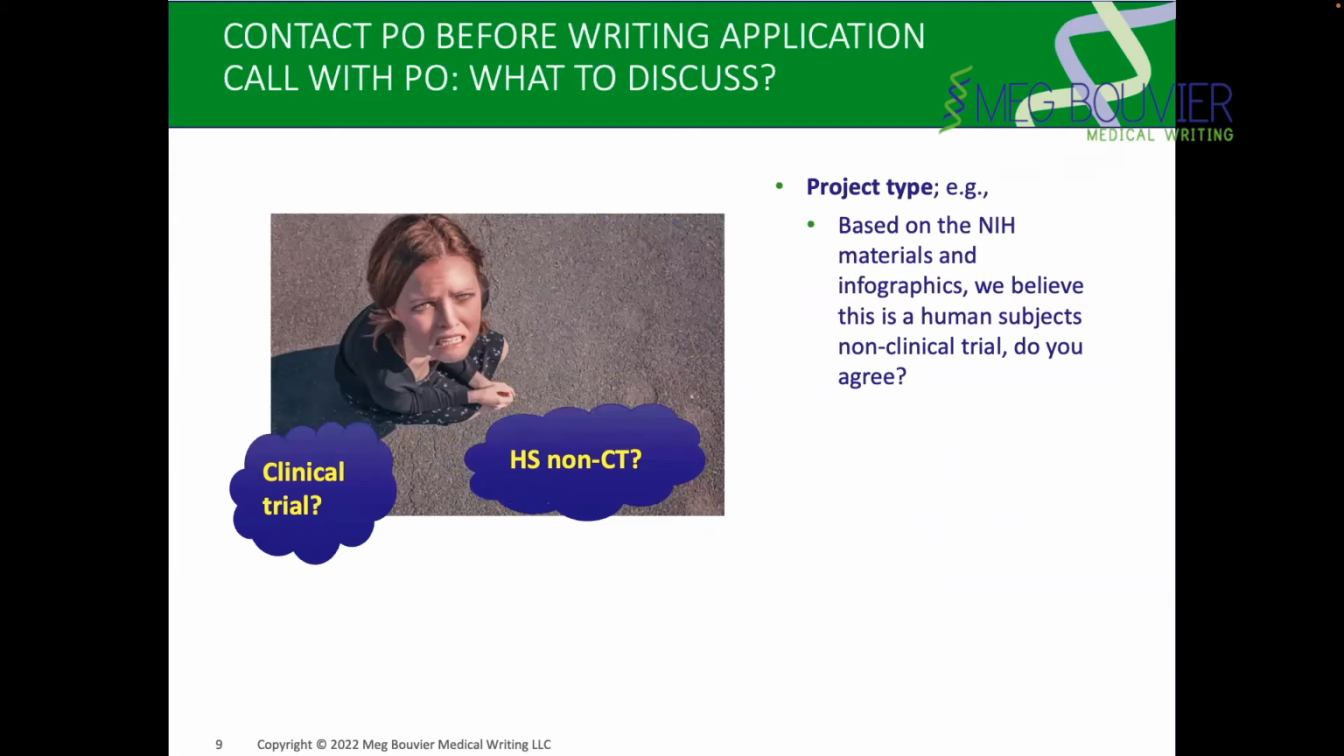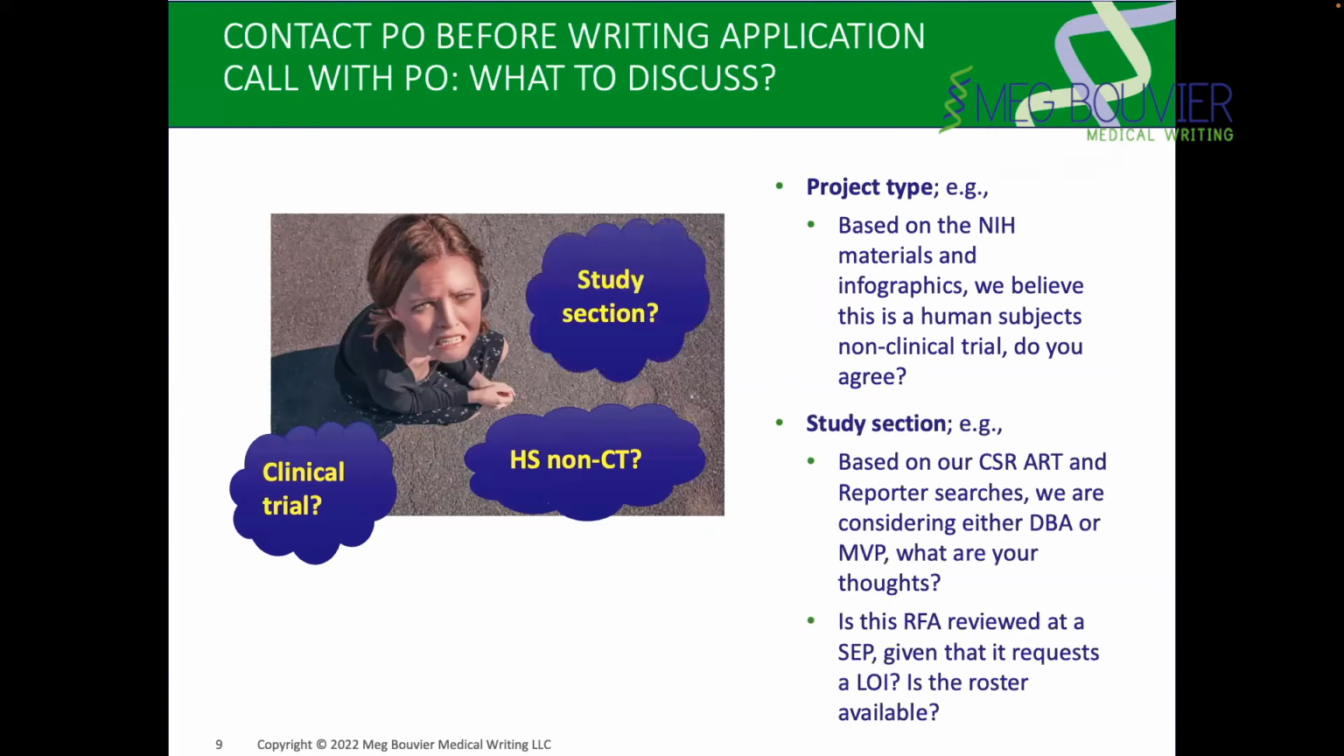Sometimes people have questions about their project type, so it may not be entirely clear to them whether NIH considers it a human subjects project, particularly if they're dealing with PHI or biospecimens. There's a great flow chart on the NIH website that I send people to all the time, but often there are still gray areas, and you may want to discuss that with your program officer as well.